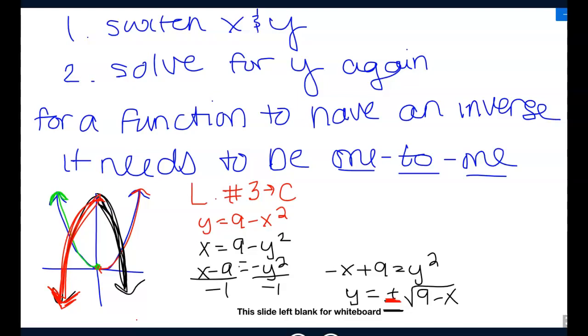And then if you restricted your domain to be x greater than or equal to 0 or x less than or equal to 0, it would be true.